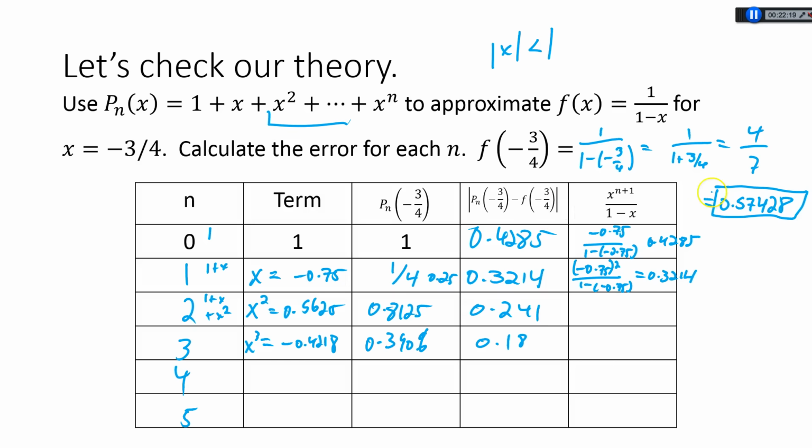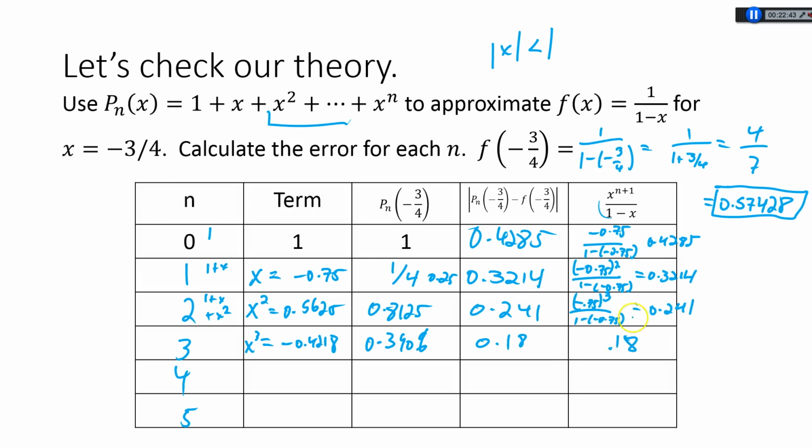So the point is, we're going to do an example next where we don't have to do all of this work to find out what the error is. All we have to do is use this little term right here. Okay? So the next one would be negative 0.75 cubed divided by 1 minus negative 0.75. And that ends up giving you exactly 0.241. So we're lining up on all these. The next one will be 0.18.